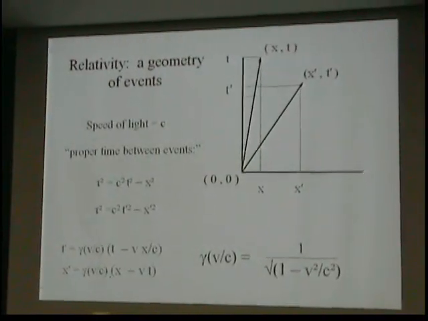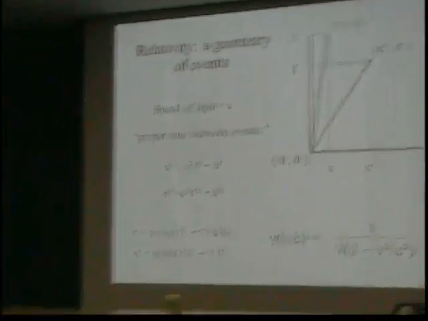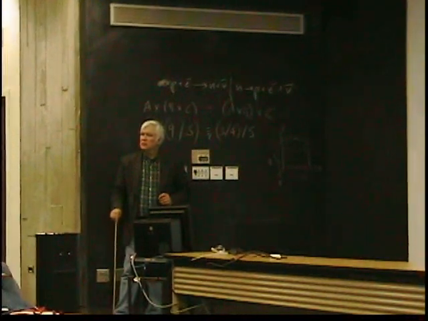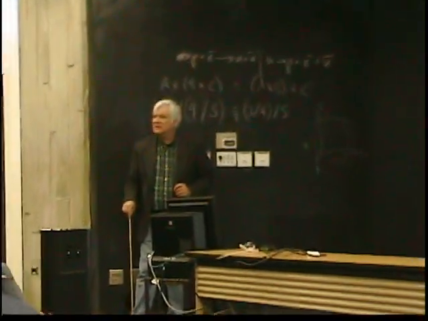But the experiments weren't telling us this. The famous Michelson-Morley experiment told us that if you chase after light, its speed is still c.